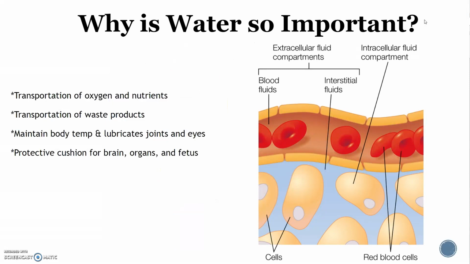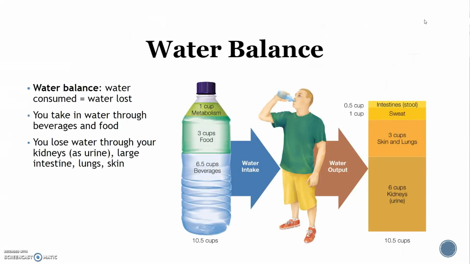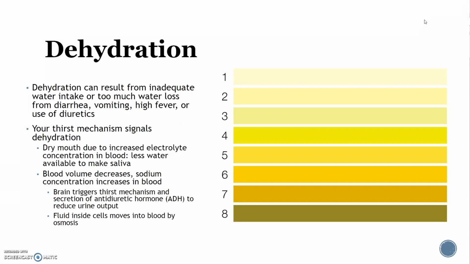All right, the last micronutrient and our last essential nutrient is water. It's extremely important because it transports oxygen and nutrients, gets rid of waste products, maintains our body temperature, lubricates our joints, and it's also a protective cushion for our brain and organs. The more water that we lose through sweat, the more water we need to take in. Check out your textbook for recommendations on water intake.